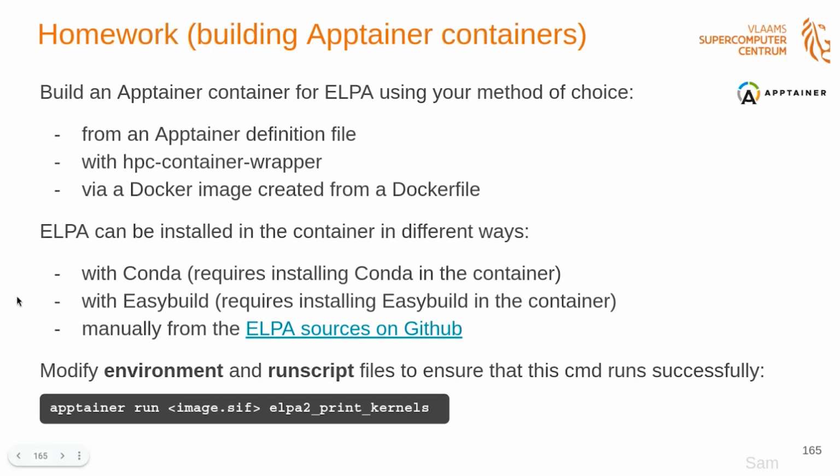And then Alpa itself can be installed inside the container also in different ways. You can do it with Conda, that's the easy way. You can do it with EasyBuild, that's a little bit harder way, but then you will get more optimized builds. And you can also do it manually, like Cynthia showed, of course. And then when everything is installed, you have to make sure that this command will work.